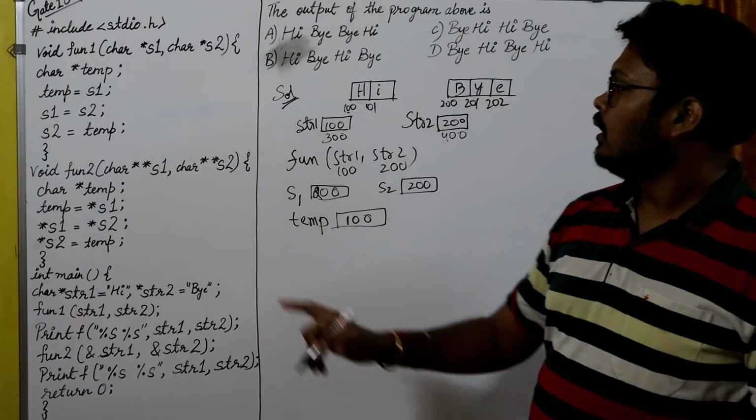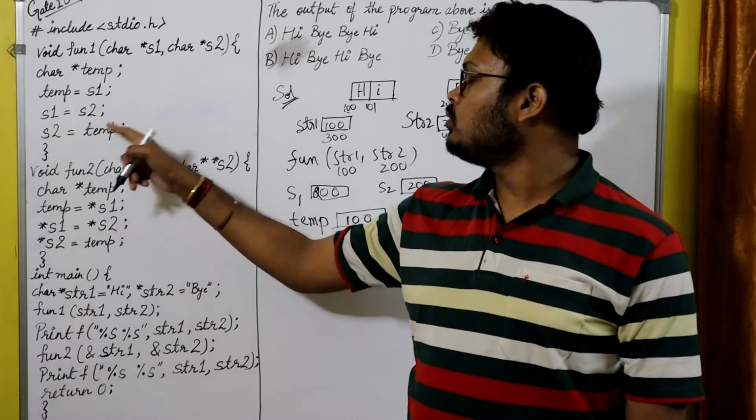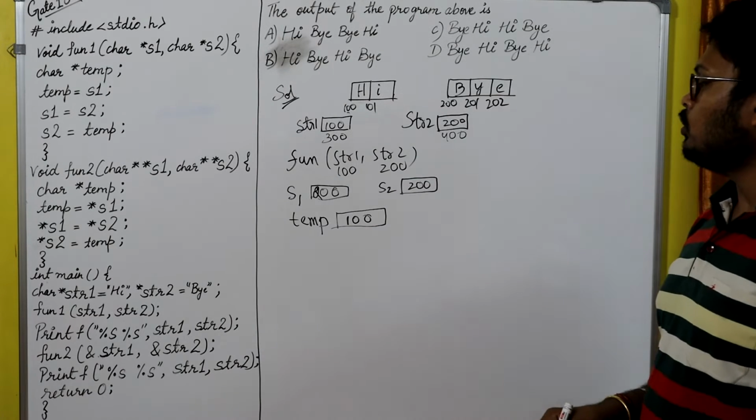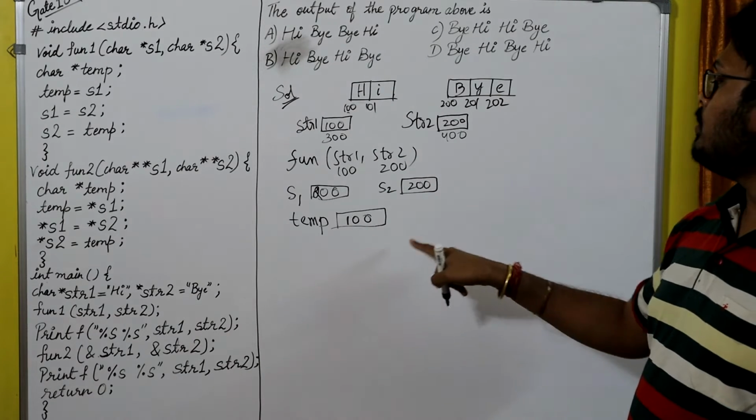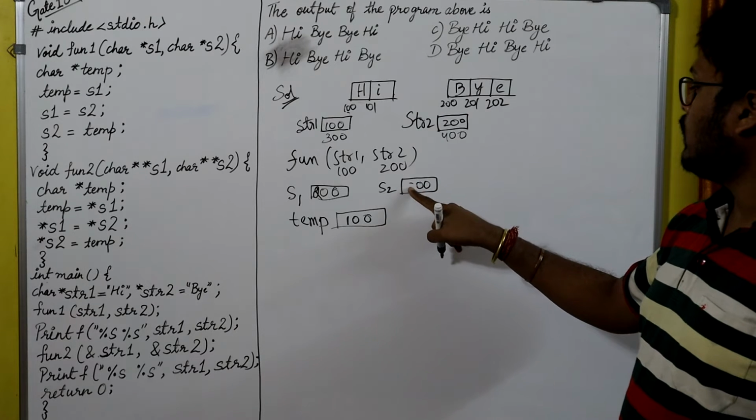Okay. And now let's come to this line. S2 is equal to temp. S2 is equal to temp means what? What is the value of temp? 100. So now this 100 will be assigned to S2. So S2 contains 100.